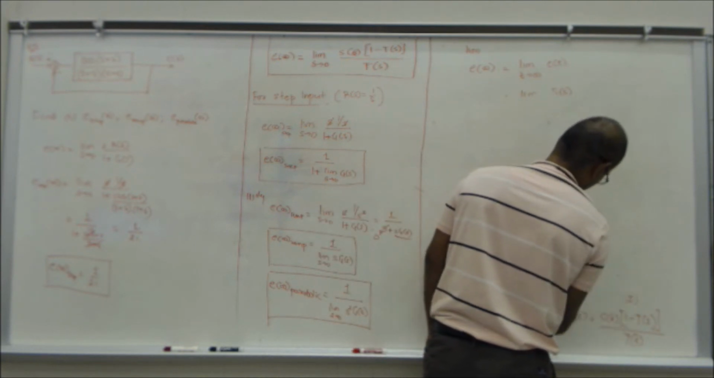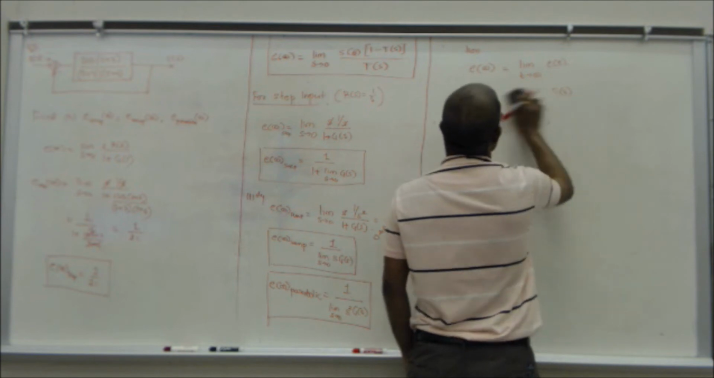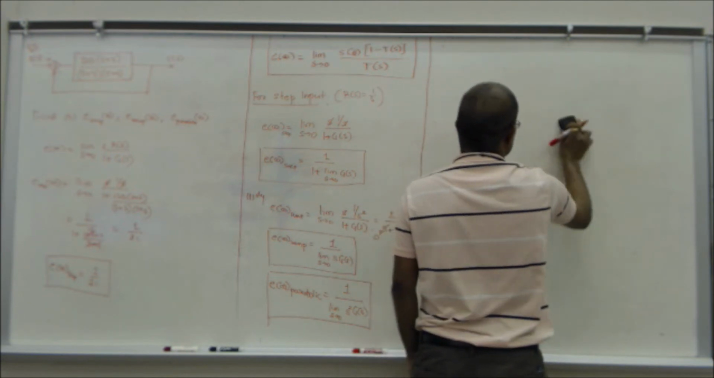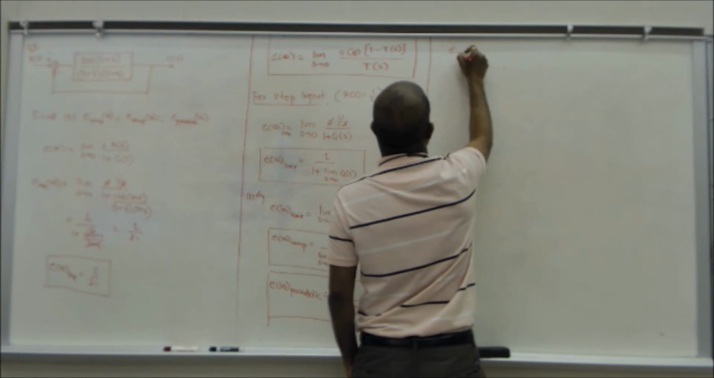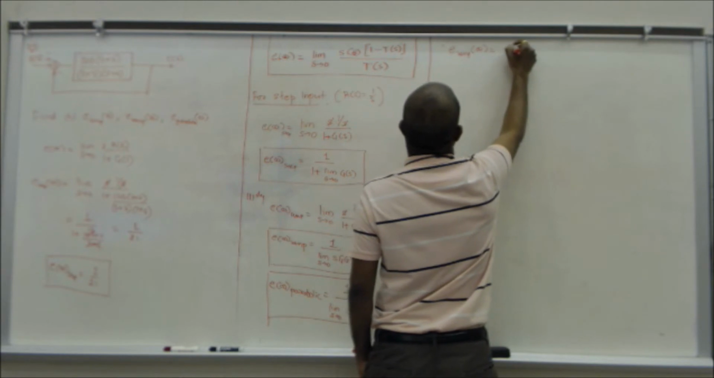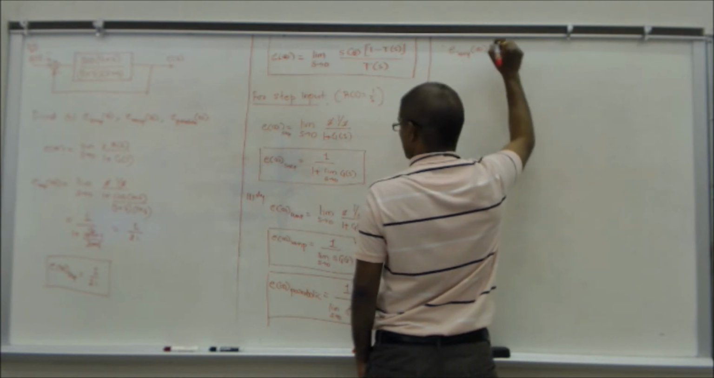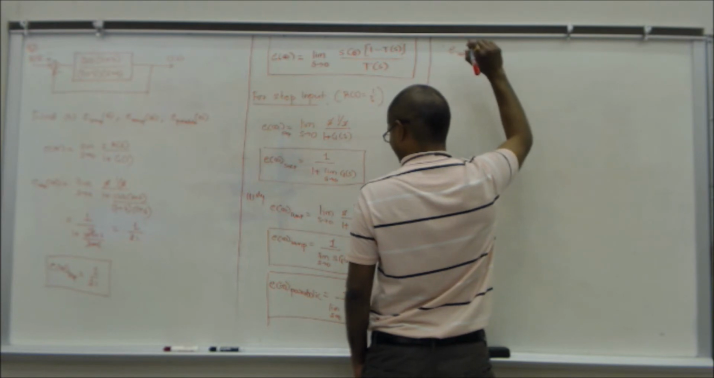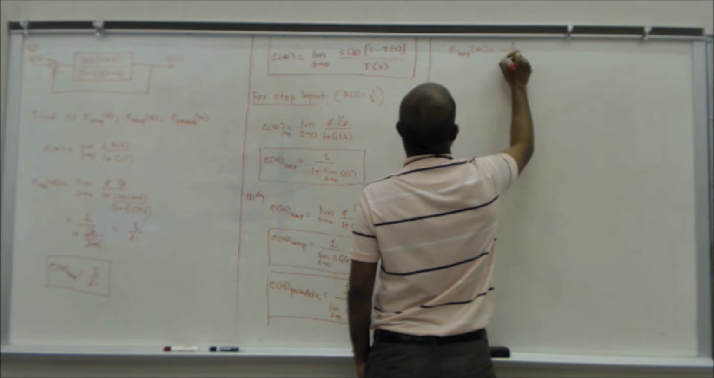Can you do it yourself? Can you tell me what E ramp is? Or the steady state error for ramp input. Okay. Right, what is the value? Yeah, tell me the value.